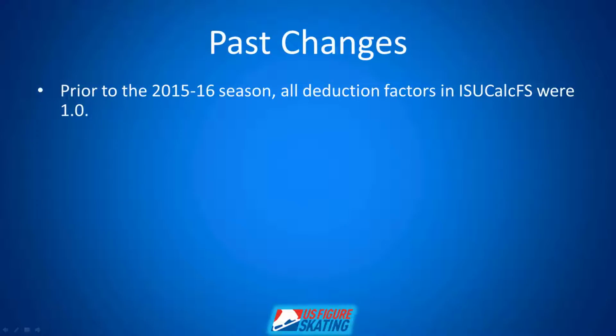Prior to the 2015-16 competition season, all deduction factors in ISUCalc were 1.0. This effectively meant that the deduction value entered reflected the actual points deducted.